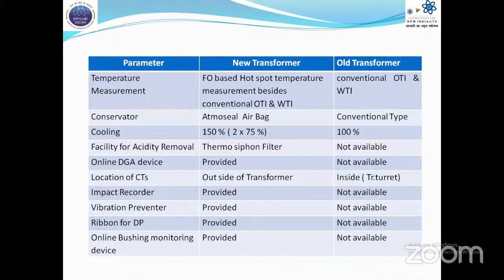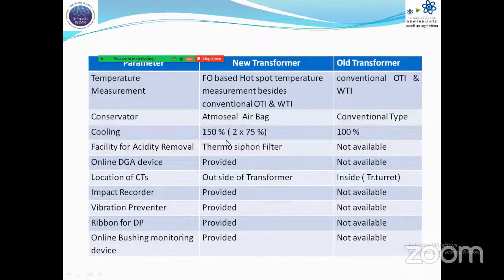But in this atmospheric airbag, the oil's exposure to air is completely avoided because the air is not at all touching the oil. Only the atmospheric airbag is expanding and shrinking during the breathing action. So the oil contamination rate is drastically reduced.